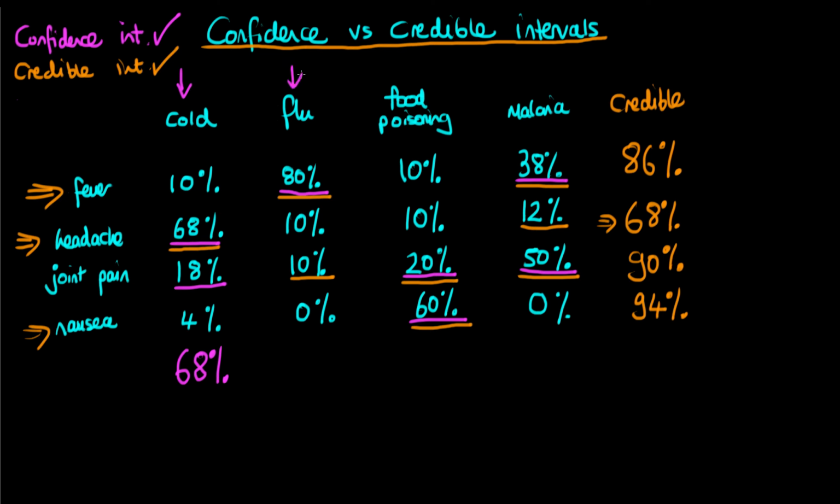For individuals who present with flu, we see that there are two entities which are underlined, the 80% and the 10%, corresponding to fever and joint pain, and so we get an overall classical coverage of 90%. Next, considering the food poisoning case, we see that the classical confidence intervals and the Bayesian credible intervals entirely overlap here, so we get the same coverage as we did before, which was 80%. And then finally, for the case of malaria, we see that there are now three objects underlined, which is different to what we had before, so actually what we obtain now is a coverage of 100%.